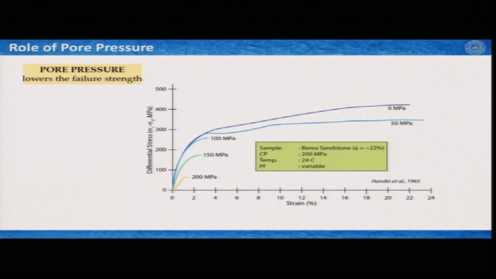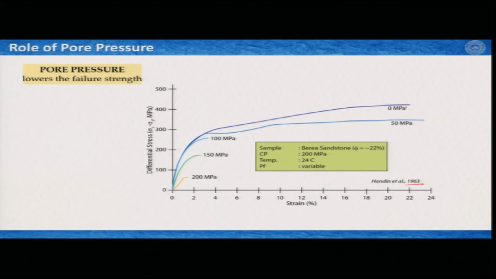Now, let us look at the pore pressure. So, these experiments were done with Berea sandstone and performed by again another great geologist, Handin. The paper got published in 1963. Berea sandstone is a sandstone that has a very consistent porosity from 15 to 25%. So, this sandstone typically has 22% porosity. The confinement was 200 megapascal. The experiments were performed at room temperature, and what Handin did, he varied the pore pressure.